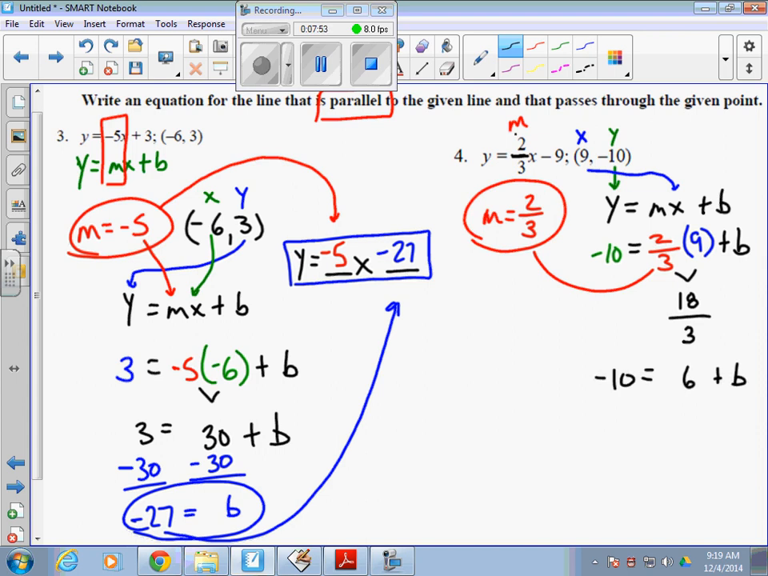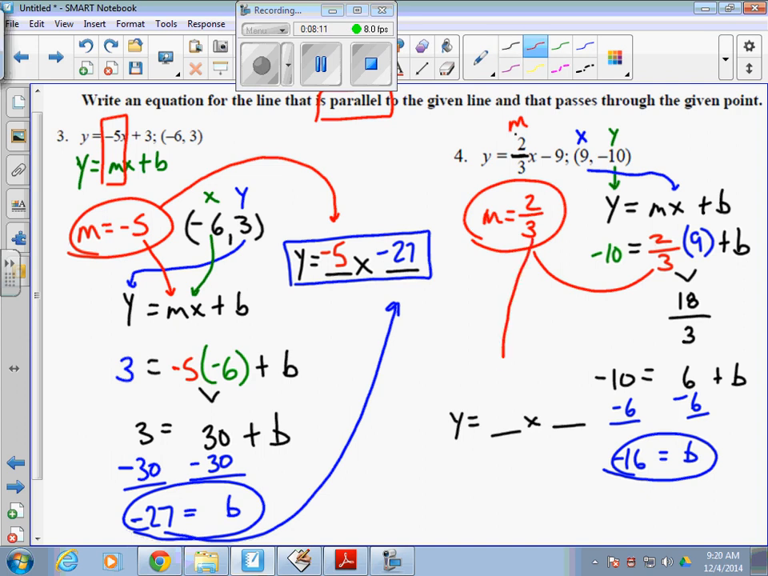In order to get b by itself, subtract 6 on both sides. Negative 10 minus 6 is negative 16 is equal to b. There's your b value. So when you write your equation for number 4, y equals mx plus b, m's value is coming right down and plugging in for m, 2/3. B's value we just found is plugging in right there for b, negative 16. Y equals 2/3 x minus 16.